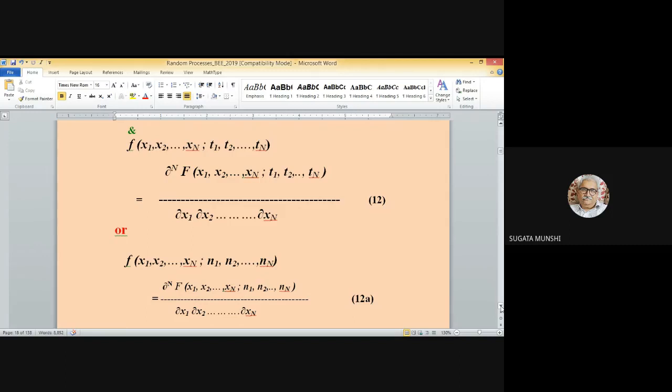We have certain random processes whose statistical properties don't change under time translation. So for those random processes, our task will be easier. Let's see what is the real meaning.